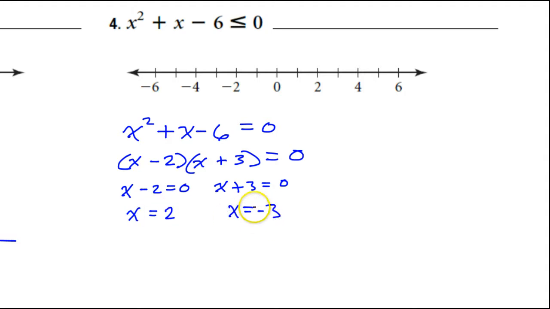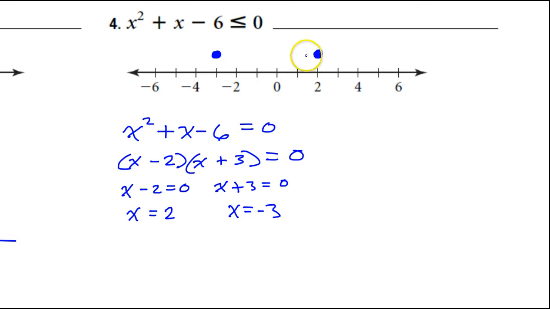So these are the two places where the function equals 0. So the function equals 0 at 2, so I'm going to put a closed circle there. The function equals 0 at negative 3, so I'm going to put a closed circle there.